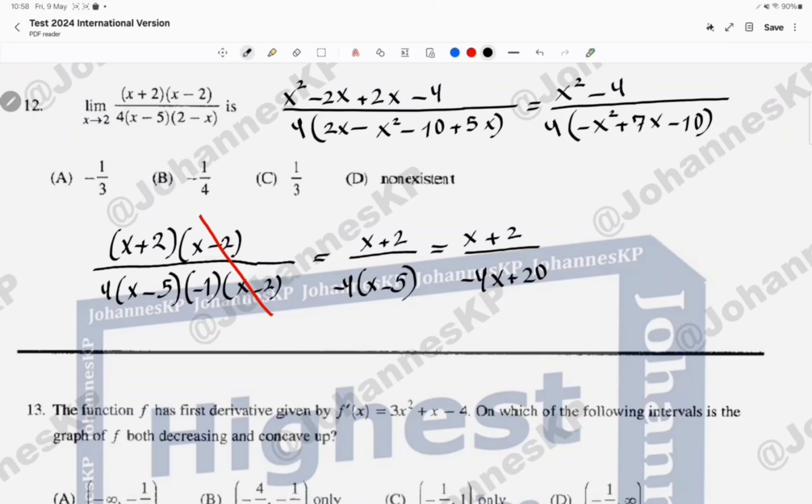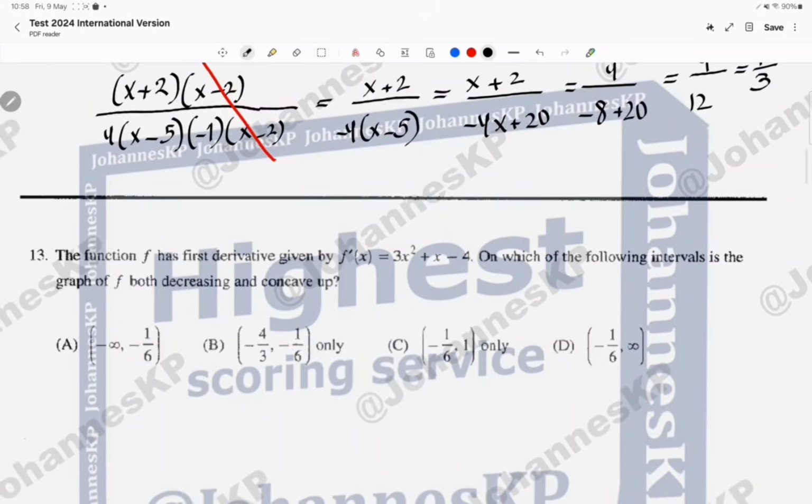Shall I apply the 2 now? Yes. So 4 over minus 4 times 2 plus 20. So 4 over 12. So 1 over 3. Good? Yes. All right. Question 13.